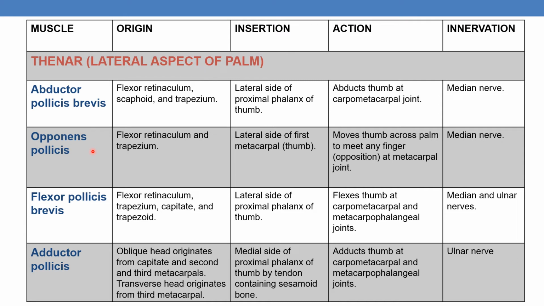Next is opponens pollicis. This is also related to thumb. Opponens means opposes. So the origin of opponens pollicis is flexor retinaculum and trapezium.